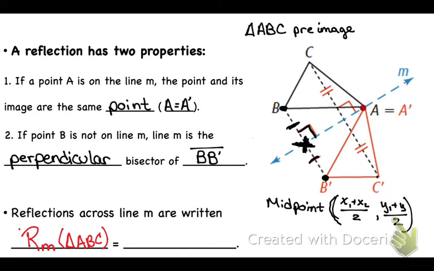So when you read these, because we'll have translate, what do you think we write for translate? We wrote an R for reflection, we write a T for translate. So when you read those, you'll have to know that R means reflection. What are we reflecting across? Line M. What are we reflecting? Triangle ABC. Well, that equals triangle A prime, B prime, C prime.